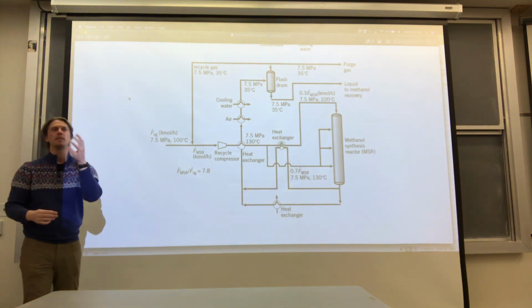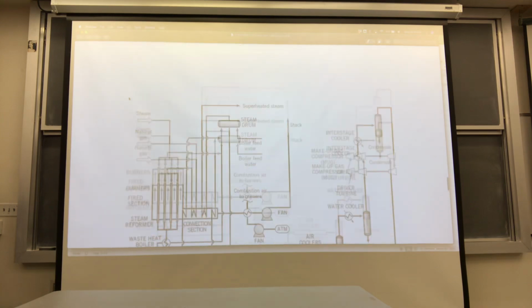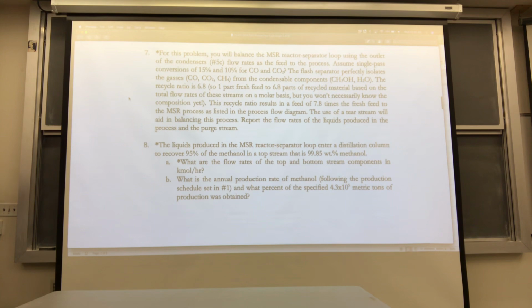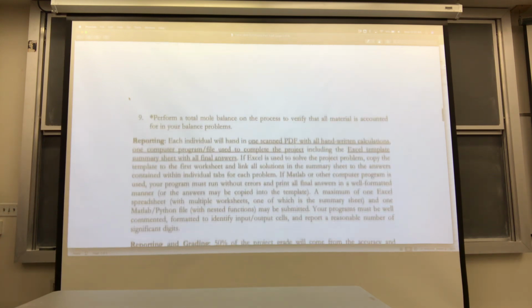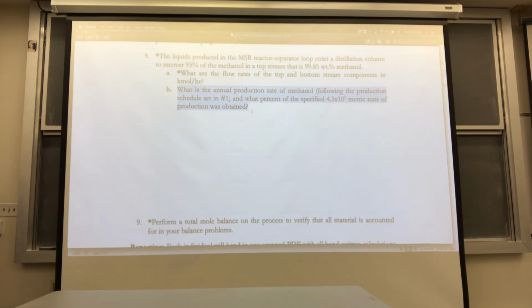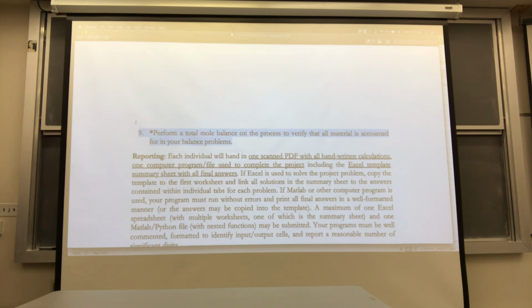So we'll talk more about that, but that's the strategy if you wanted to try it out before we get to that point. Okay, so let me just wrap this up really quickly because we're going long on time. That's 7. So 7's the doozy. 8 is just balancing the distillation columns, right? So that's just a non-reacting material balance. And then number 9, the last part of number 8 is asking you how good of a job did you do? Did you make as much methanol as you needed to make? Okay. And then the last part is perform a total mole balance. Did you lose any moles in your process?